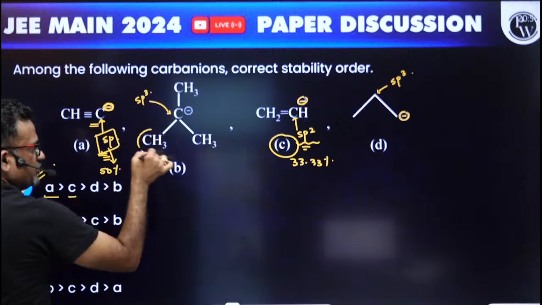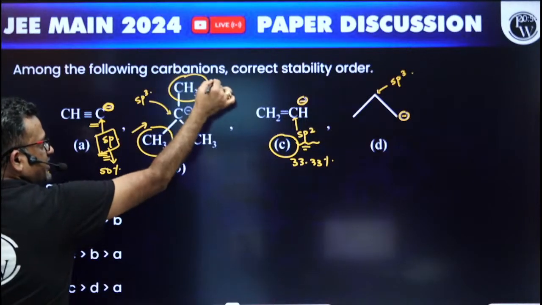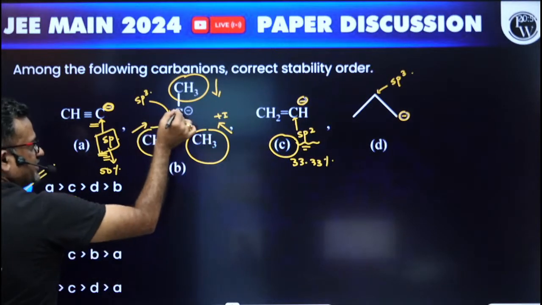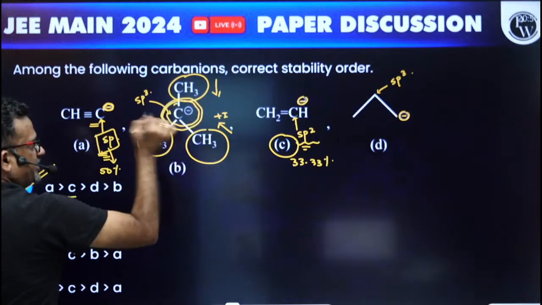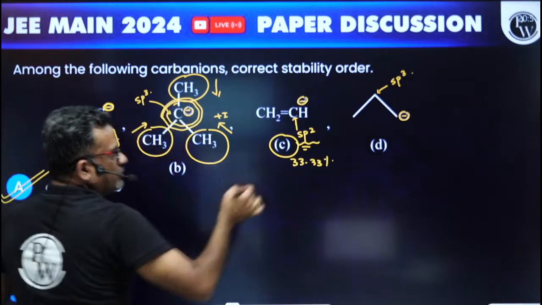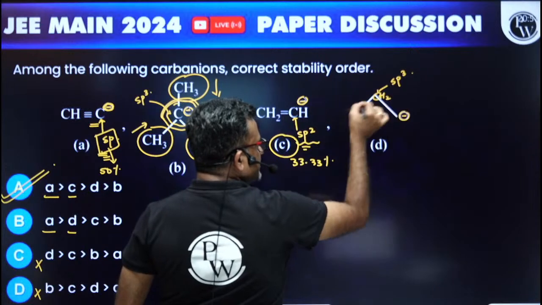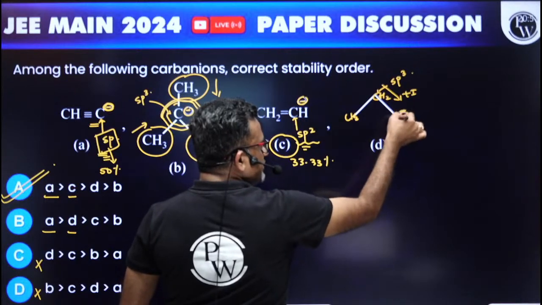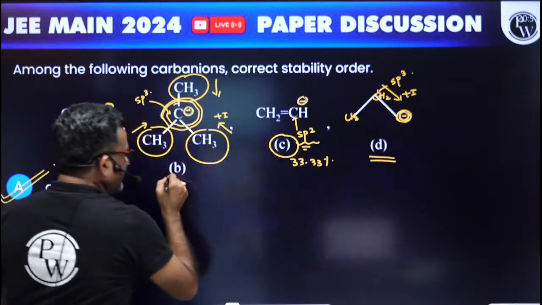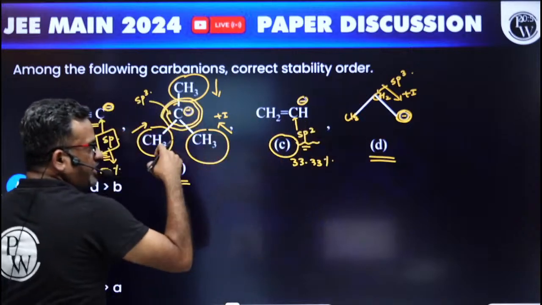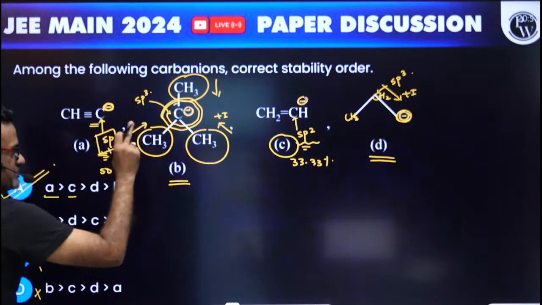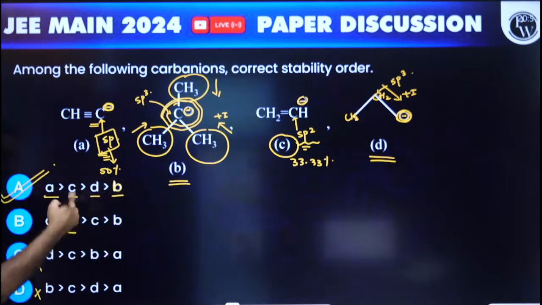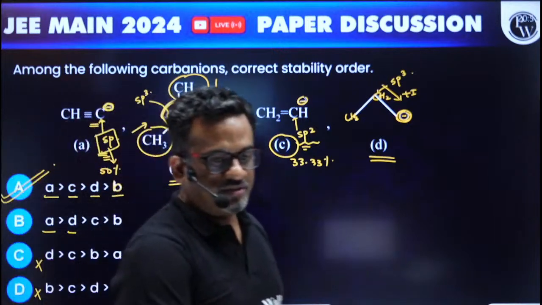Whereas here, we have CH3 groups with plus I effect. Due to the plus I effect, they will increase the electron density and destabilize the negative charge. Whereas here, we have only CH2 and CH3 groups, so the amount of plus I effect is less and the destabilization is less. So compared to D and B, destabilization is more here, so stabilization is less here. So B comes at the last. First comes A, then C, then D, then B. Got it? Right.